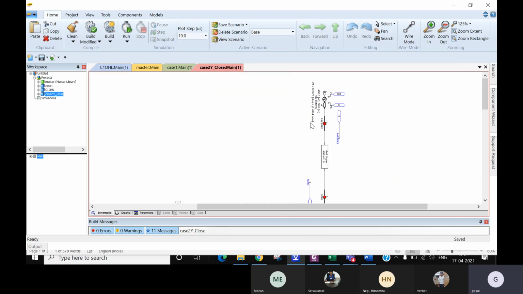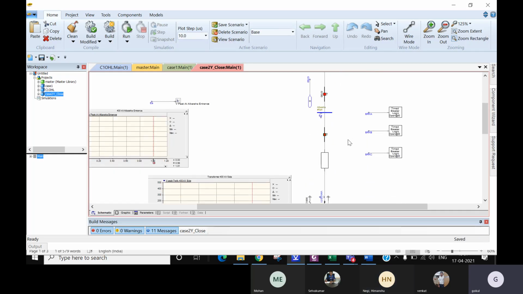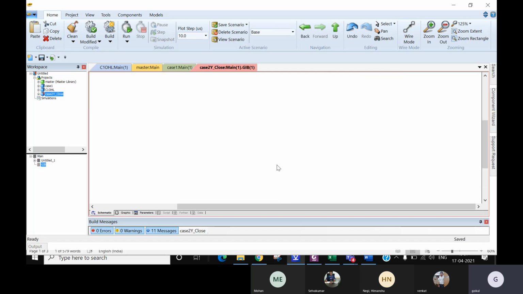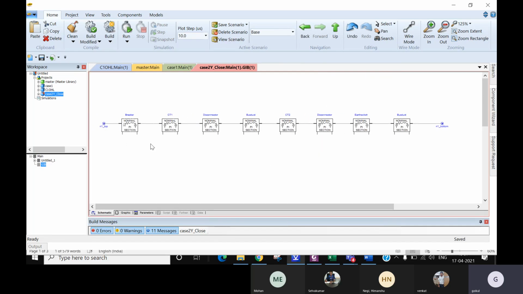Starting from the source, this is the source, and then this is a cable, and then this is a transformer. I have modeled a separate module, which I'll show you. From the transformer circuit breaker, I have modeled all the components. I'll show you that too.